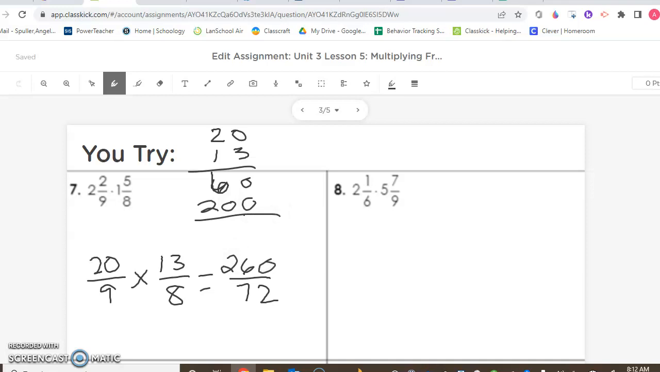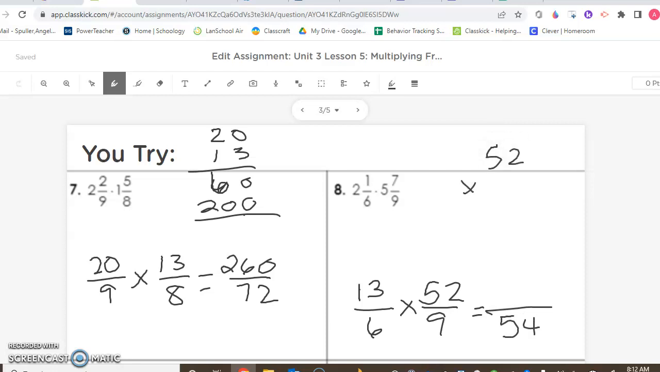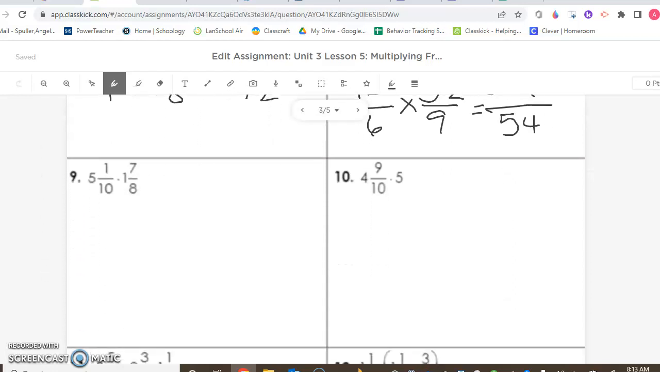Good. All right, for number 8, you should have turned 2 and 1/6 into 13 over 6 times 52 over 9, which equals 54. And then I don't know what 13 times 52 is, so let's say 52 times 13. Okay, 3 times 2 is 6, 3 times 5 is 15. 0, 2, and 5. That would have gotten me 676. Good job.